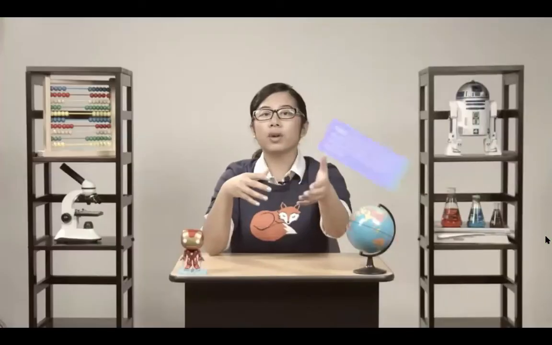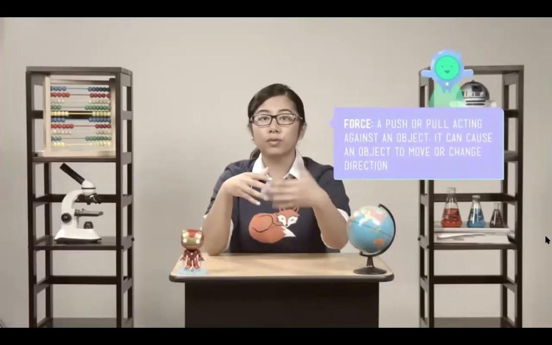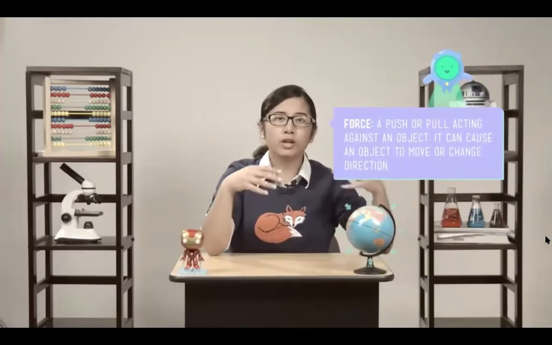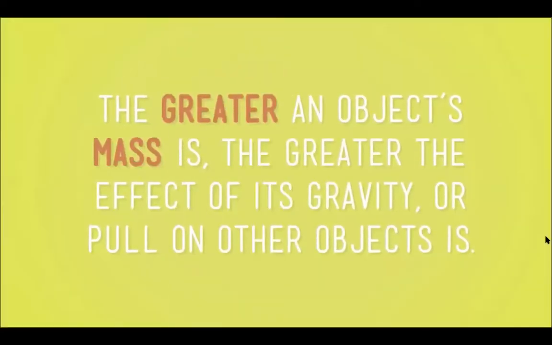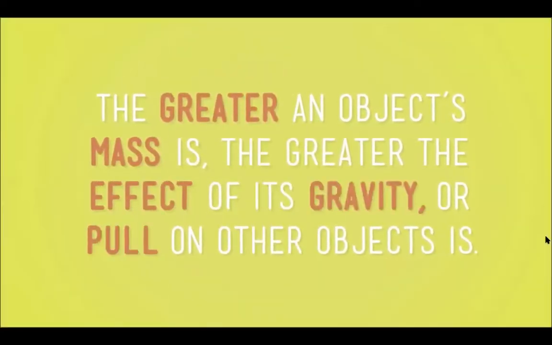You already know that gravity is the force that keeps us from flying off the surface of the Earth. And you know that gravity pulls things not down, but towards the Earth's center. You also know that gravity exists between any objects that have mass. And the greater an object's mass is, the greater the effect of its gravity, or pull, on other objects is.